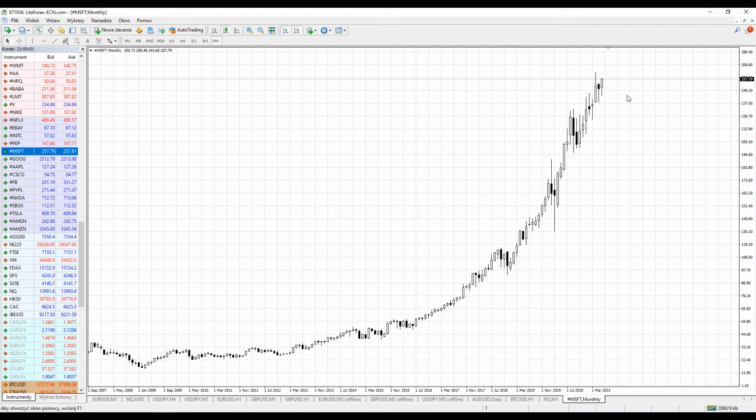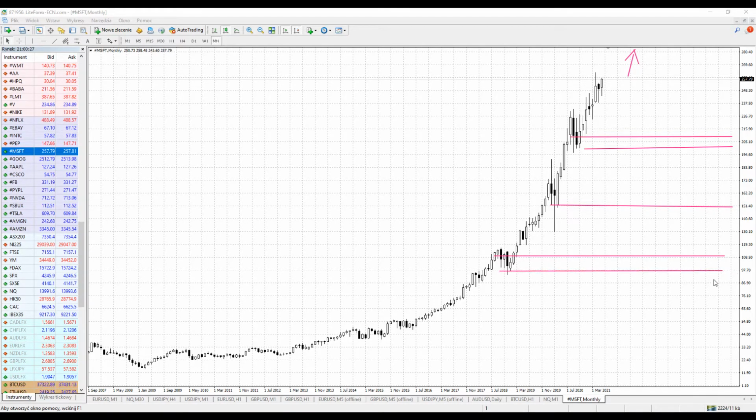When it comes to the possible pullback, I think that we have the support. We know the upside target. What we are going to talk about right now is the possible demand zones. In between 215 and 200, then again the lower swing around 150, and an untested zone, which is a very important thing, around 110 and 100. So those are the three possible demand zones when it comes to Microsoft.